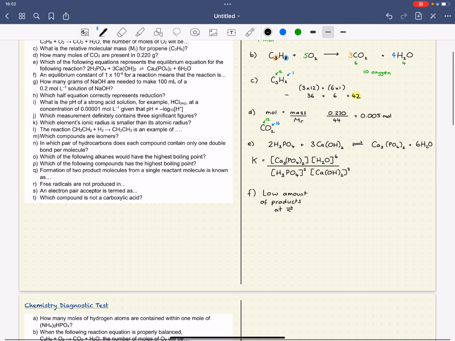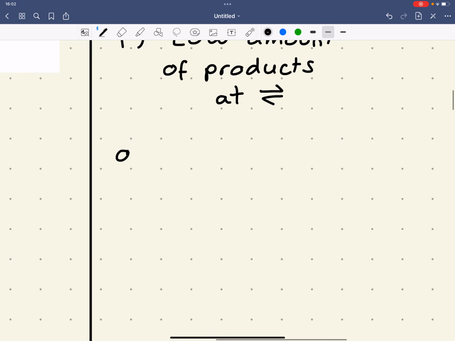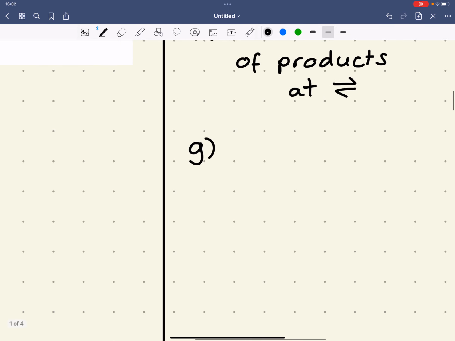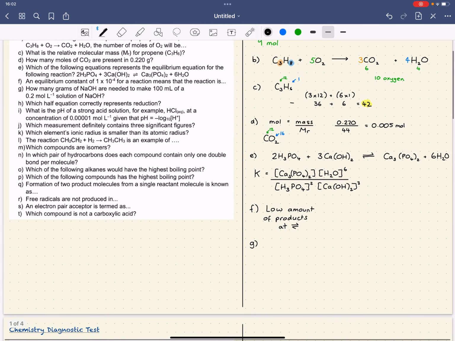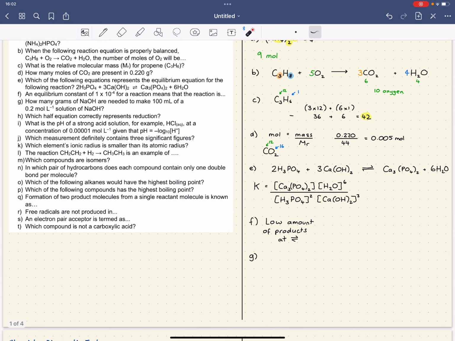Okay, question 7 or G. It says how many grams of sodium hydroxide are needed to make 100 millilitres of a 0.2 moles per litre solution. So we're looking at this question here. How many grams of sodium hydroxide are needed to make 100 millilitres of a 0.2 moles per litre solution?